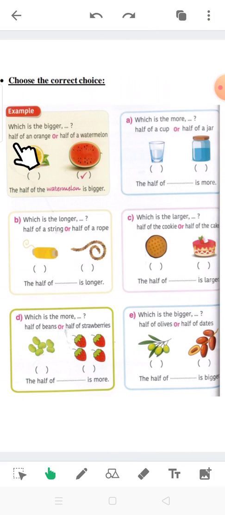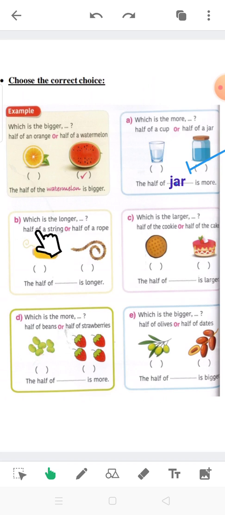Choose the correct choice. Here in this example, which is bigger, half of the orange or half of the watermelon? Of course, look here. We can see the watermelon is the bigger one. So the watermelon is bigger. Look here. Which is more? Half a cup or half a jar? Of course, half a jar. The half of the jar is more. So we write, the jar is more.